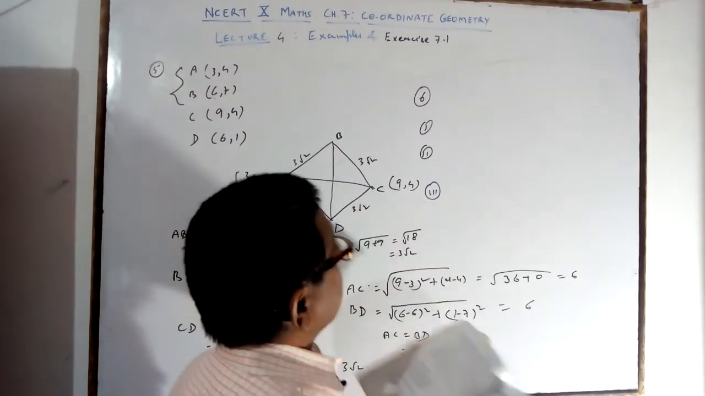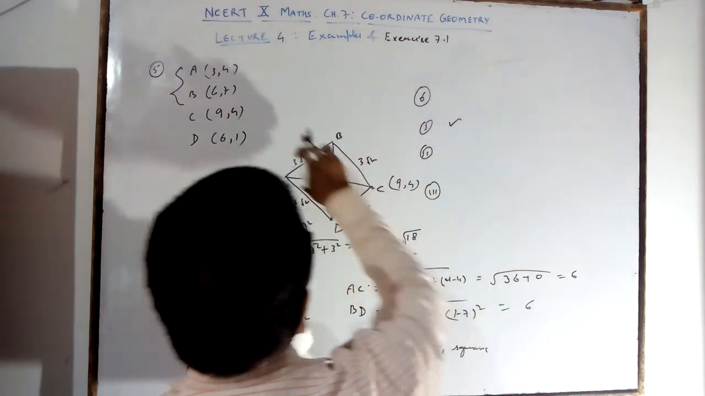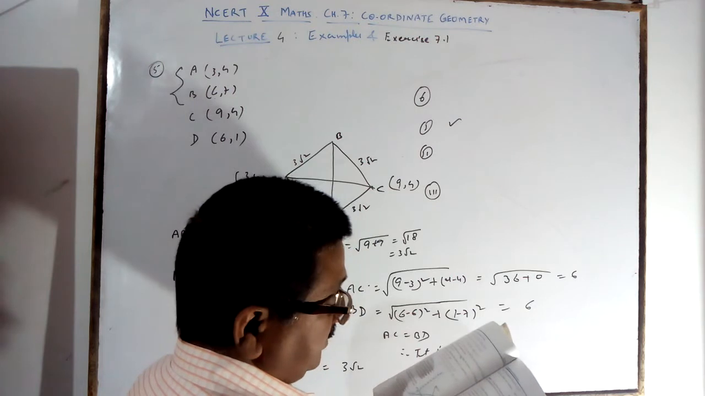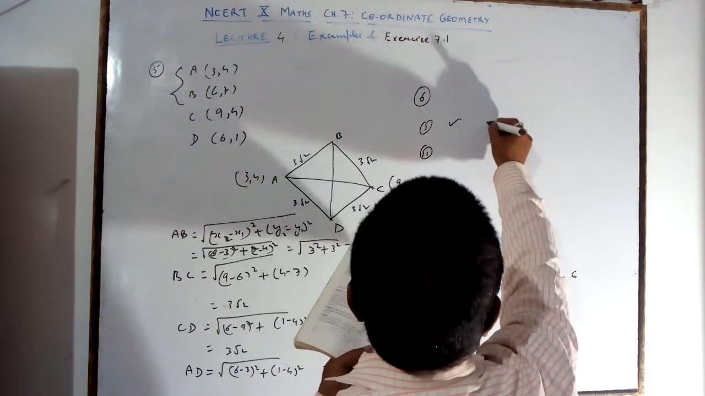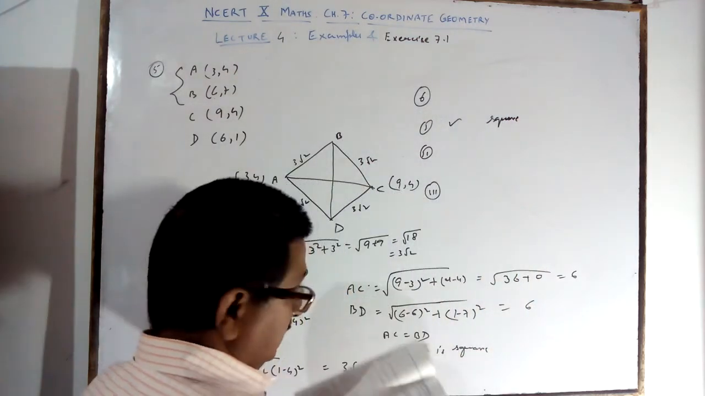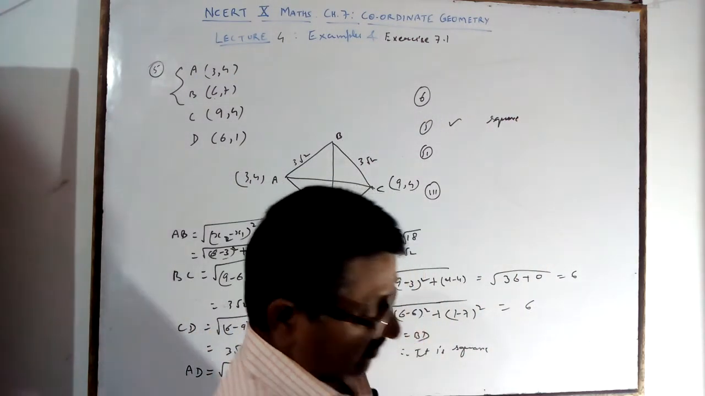The first part is totally based on question number 5. Like this, you find out all the sides. A, B, C, D, four points are given. So you will get a square here. But in the second, you will get that it is not forming a quadrilateral.